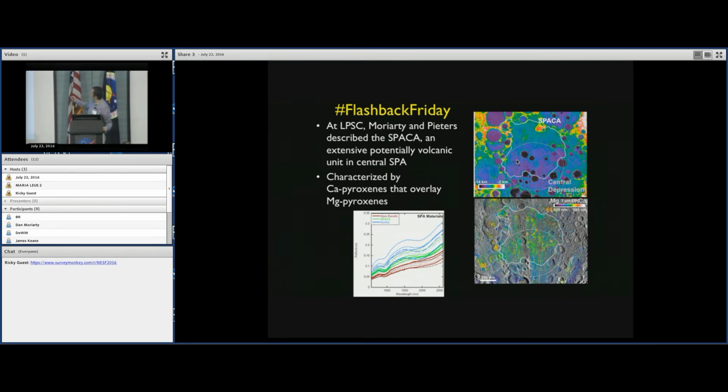The Apollo Basin is up in here. The center of SPA is roughly around here. He hypothesized that the SPACA, this compositional anomaly, is a magmatic construct that overlies the magnesium pyroxene-bearing floor material, so that we essentially have a secondary crust, a magmatic layer overlying the SPA impact melt. He used central peaks sticking out of several craters, Bose and Bhabha, particularly, to constrain the thickness of the SPACA unit to being several kilometers thick.